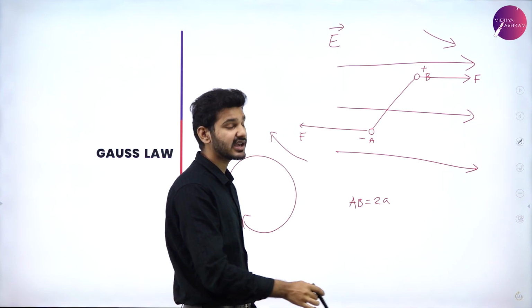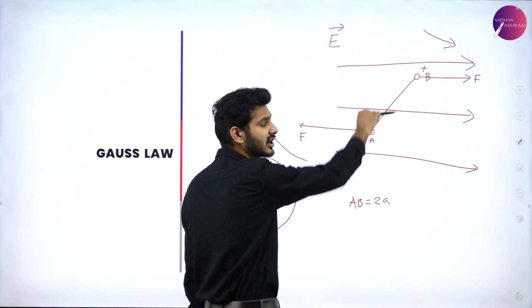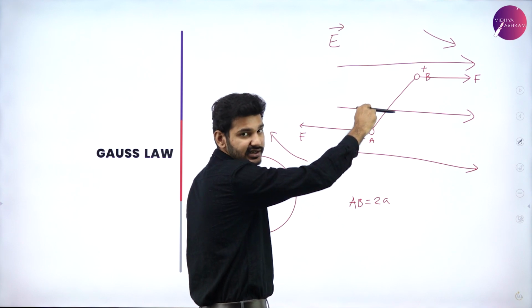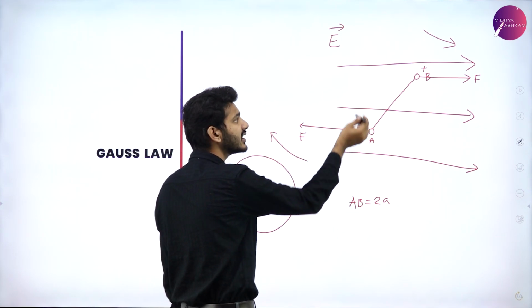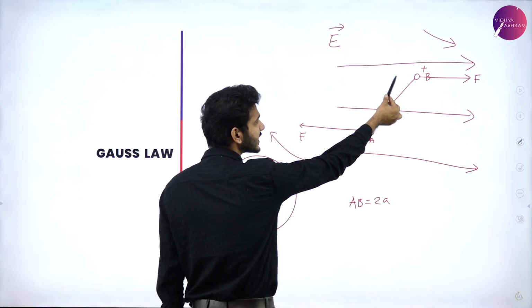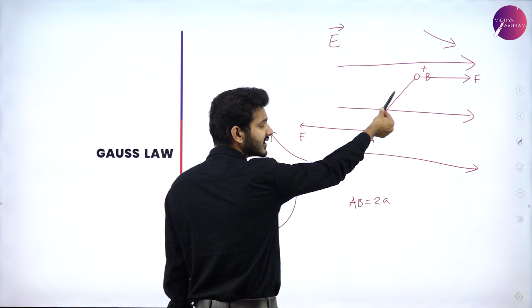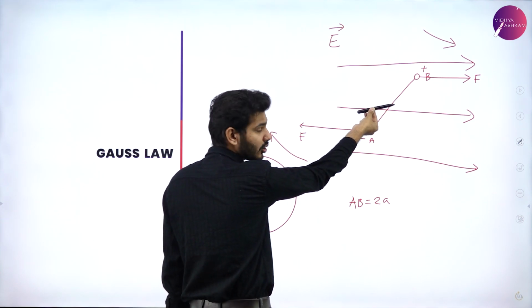So what will happen? If it is at an angle initially, it will start to spin, or rotate, in the direction of the electric field just because it is being pulled in both directions. So if this is a dipole and it is kept like this at an angle, it will experience a force and it will start to rotate.